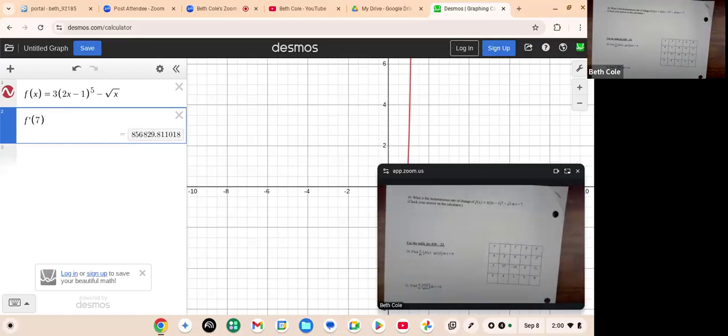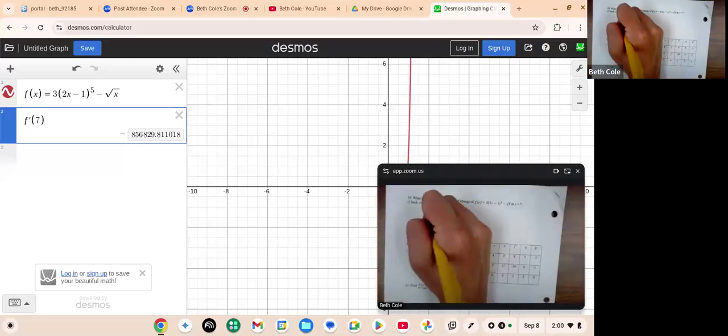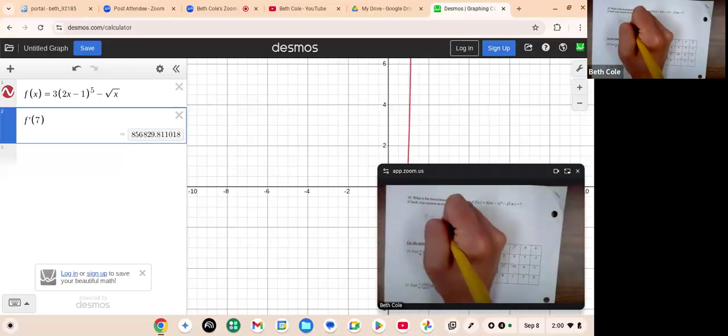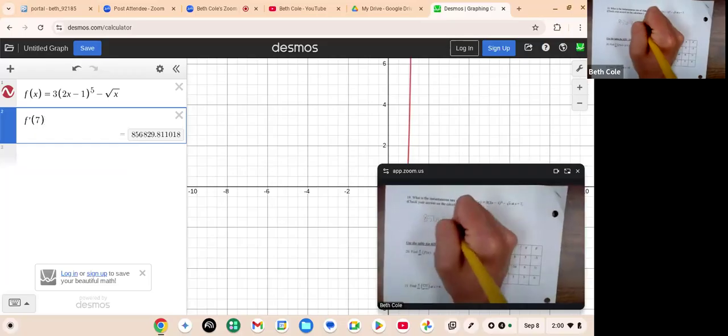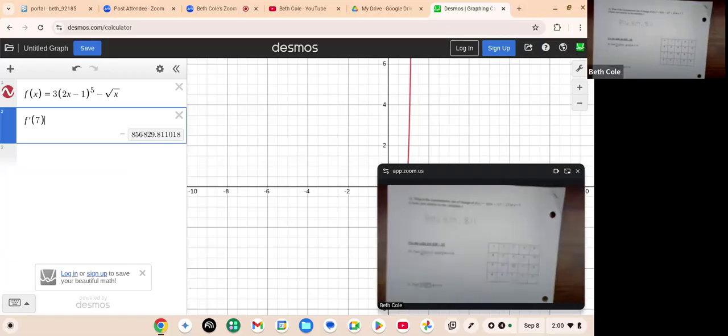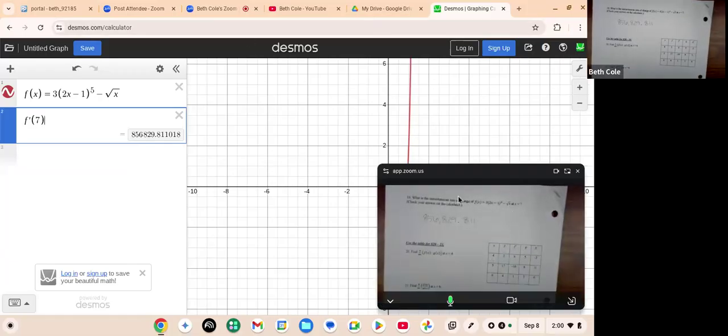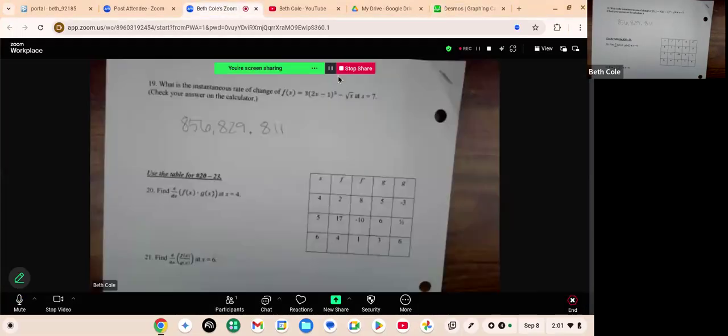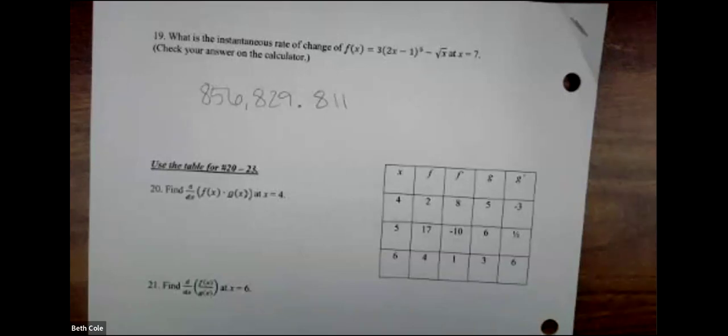Okay. So what we're going to write on our paper is 856,829. And how many decimal points do we need? 3. I am only going to truncate the first 3 that you see. Okay. How do I stop sharing here? I want to stop sharing. There we go. All right, first three that you see.